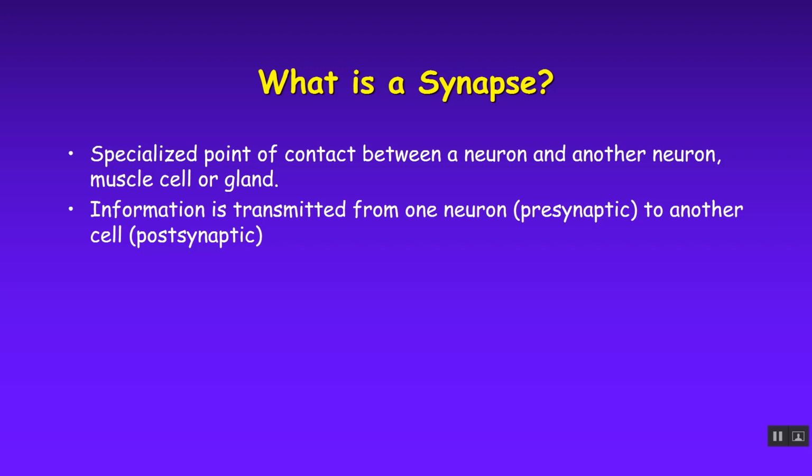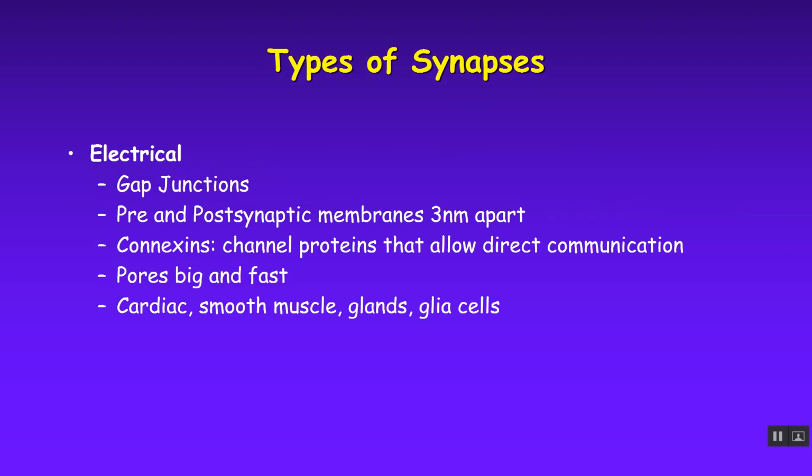Information is transmitted from one neuron, called the presynaptic neuron, to the postsynaptic cell, whether neuron, muscle, or gland. There are a couple of types of synapses that we'll talk about. One, very briefly, is the electrical synapse. Electrical synapses, also referred to as gap junctions, are used to transmit electrical signals directly between the cell membranes.